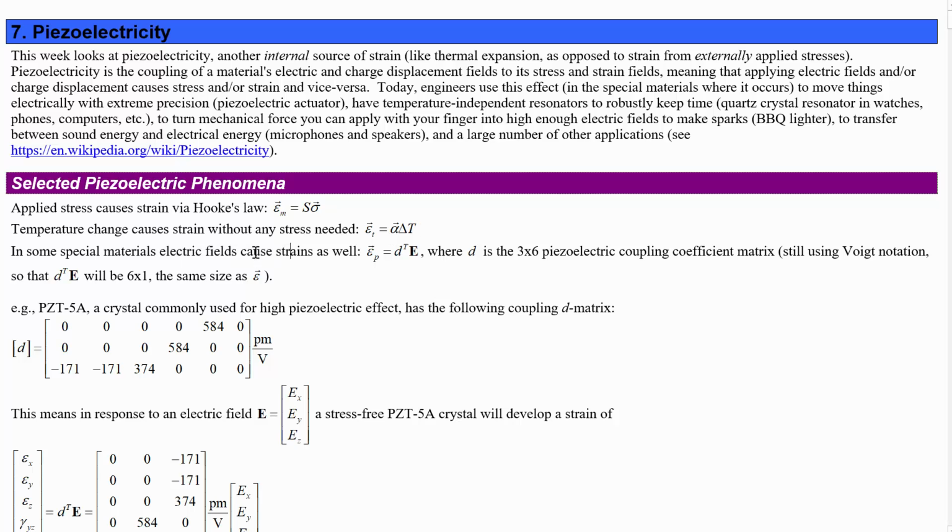And in some special materials, electric fields will also cause strains themselves. So you apply an electric field. This doesn't happen for all materials, but for some subset of dielectrics, I should say, are piezoelectrics. And that means that when you apply an electric field, if it's the right kind of electric field, not necessarily every direction, but the right direction of electric field, then it can cause strains in the material, where d here is the 3x6 piezoelectric coupling coefficient matrix. d with the T up there means matrix transpose. So that turns it into a 6x3 matrix by flipping it about the diagonal.